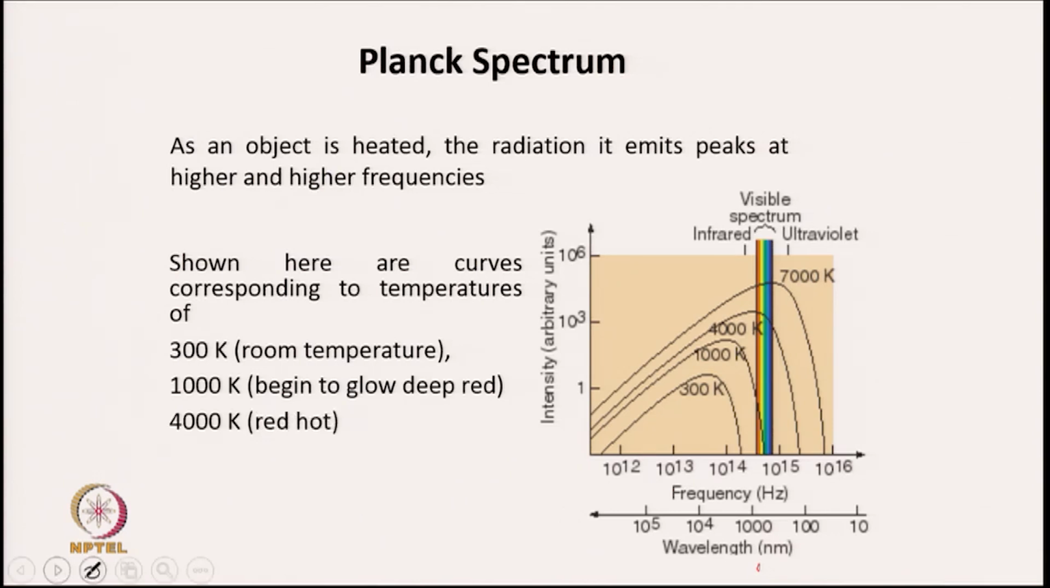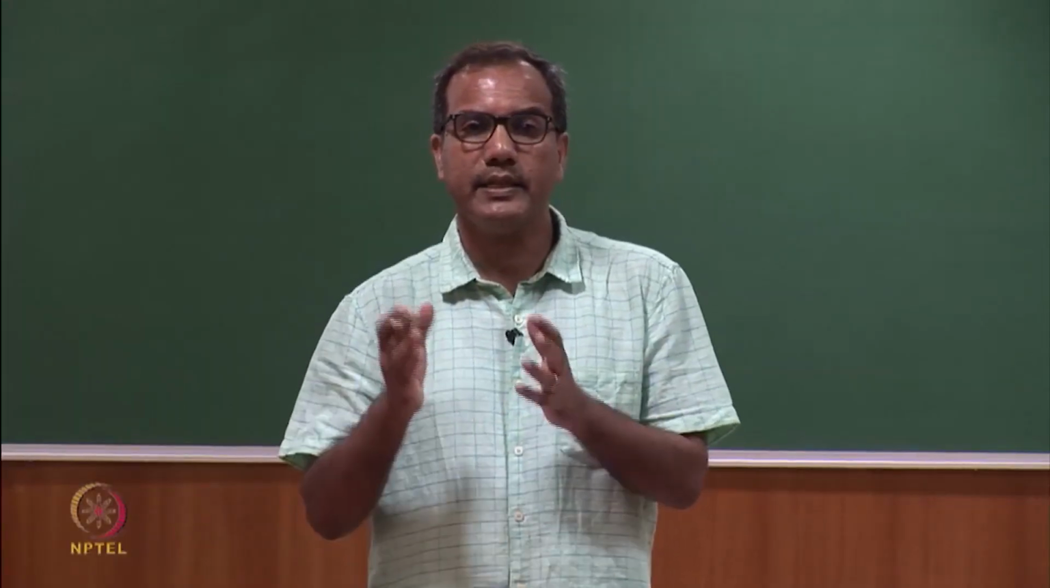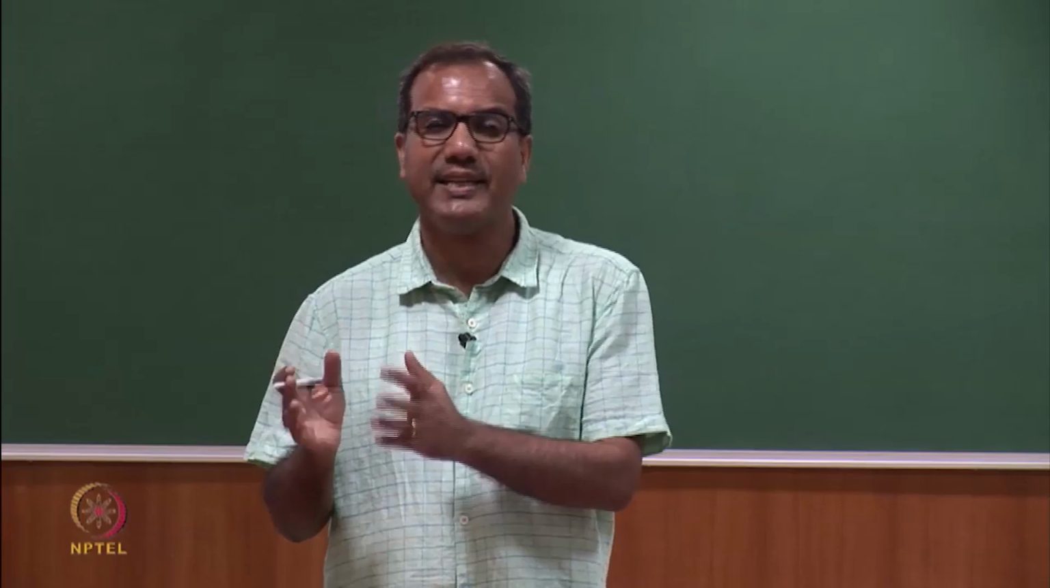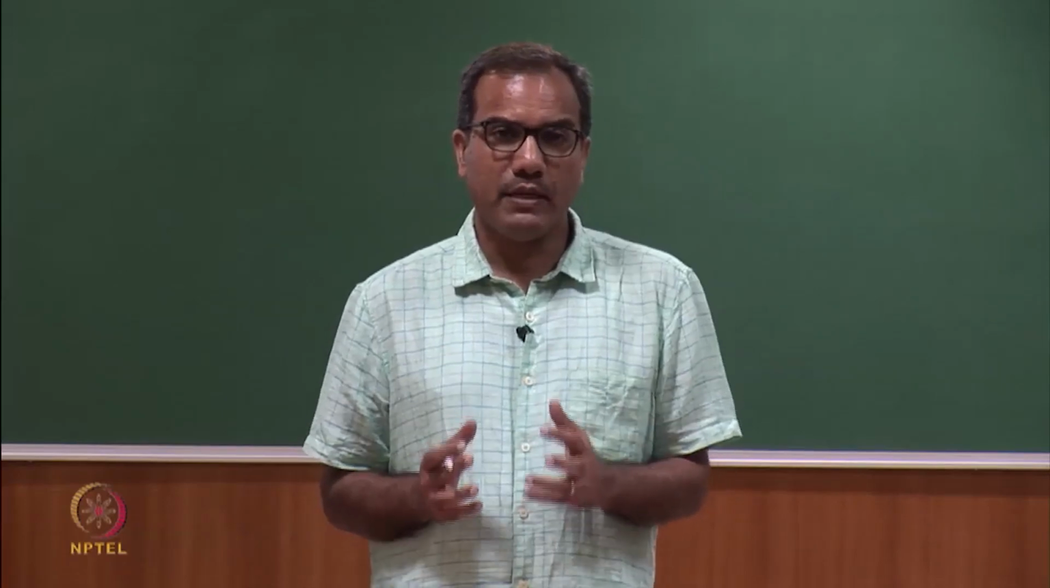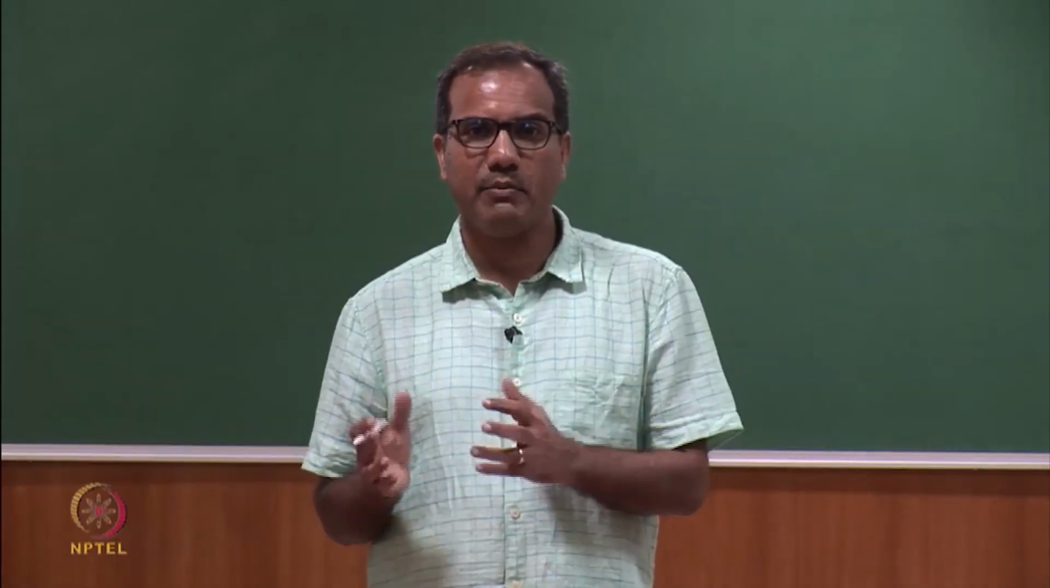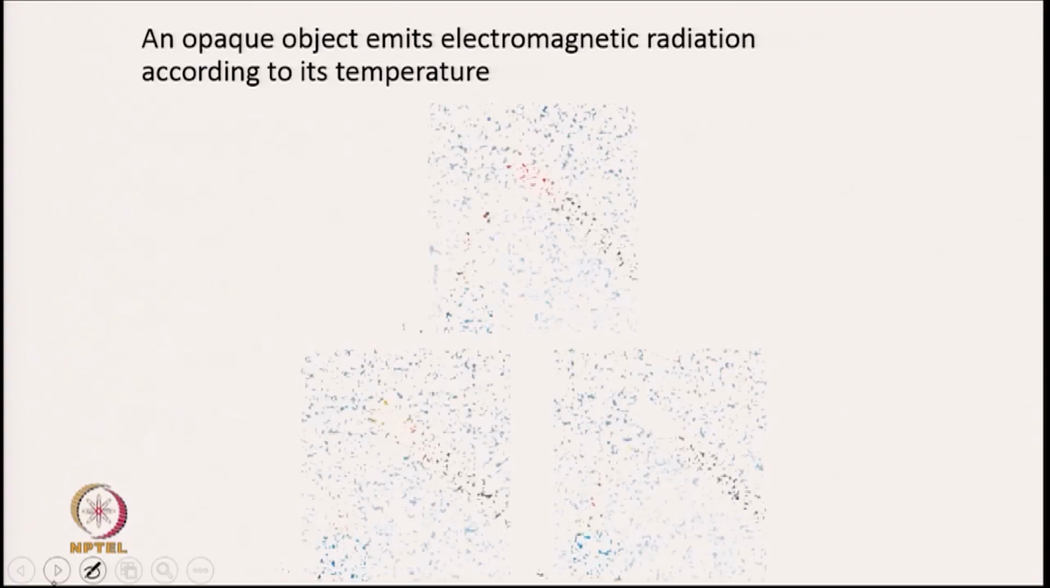At 4000 K, the maxima is at red, and so it becomes red hot. At 4000 K, you can see the maxima is here, and if you go to 7000 K, the maxima covers all these wavelengths in the visible region, and that is why it looks white hot. So as an object is heated, the radiation it emits peaks at higher and higher frequency. An opaque object emits electromagnetic radiation according to its temperature.